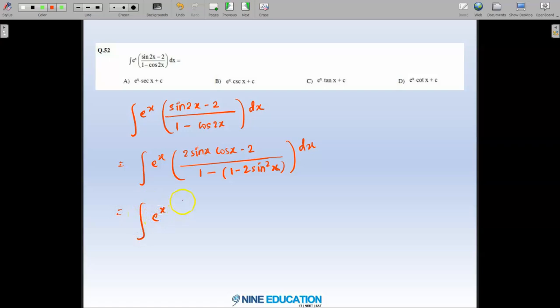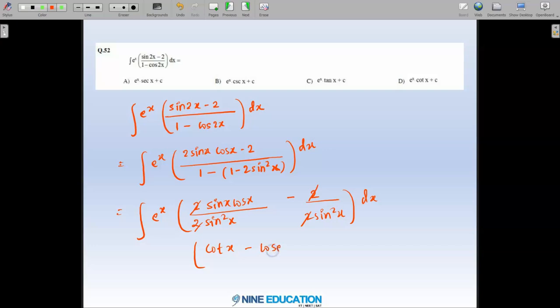Now I can write this as 2 sin x cos x divided by, the denominator part will be only 2 sine square x because 1 and minus 1 will get cancelled. So this is 2 sine square x and then again minus 2 divided by 2 sine square x dx. If you observe, this 2 and 2 is getting cancelled, here also 2 and 2 is getting cancelled, one sine will also get cancelled, cos by sine will be cot x minus cosec square x.